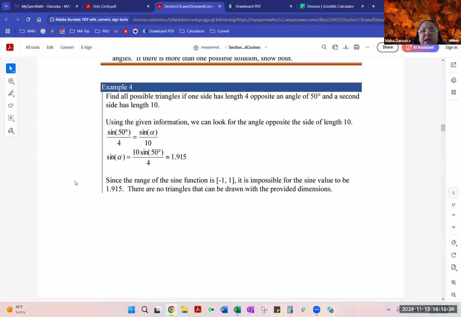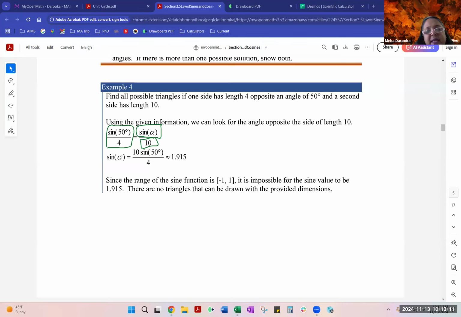So this one is talking about, again, same thing, right? Find all the possible angles if one side has a length 4 opposite the angle 50 and a second side has a length 10. So of course, if you have a length 4 and the opposite angle is 50, we would set them up as the ratio themselves. So sine of 50 over side 4. And then since we know the second length, we can go ahead and find its corresponding opposite angle, and they're just calling it sine of alpha.